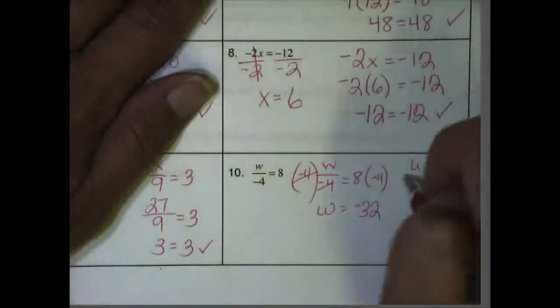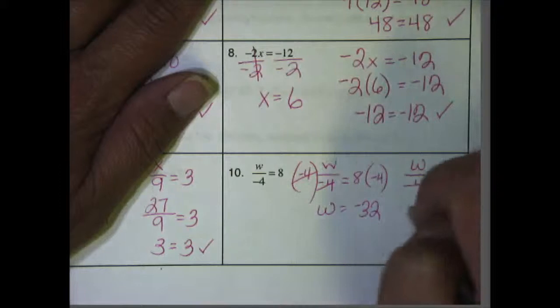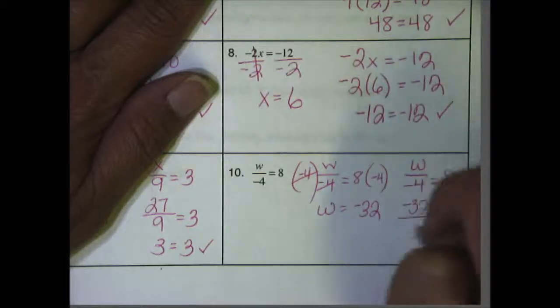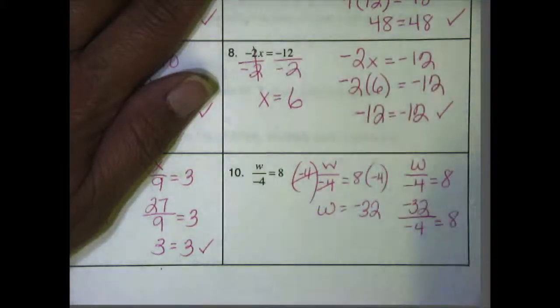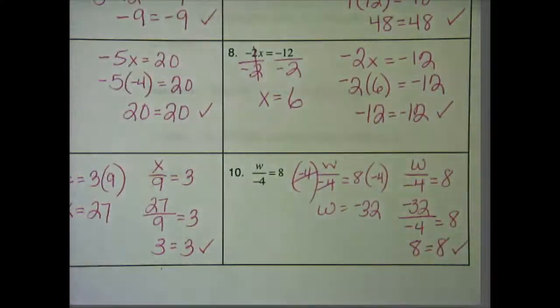We can check it. Substitute negative 32 for W. Negative 32 divided by negative 4 is positive 8. So we know we got it correct.